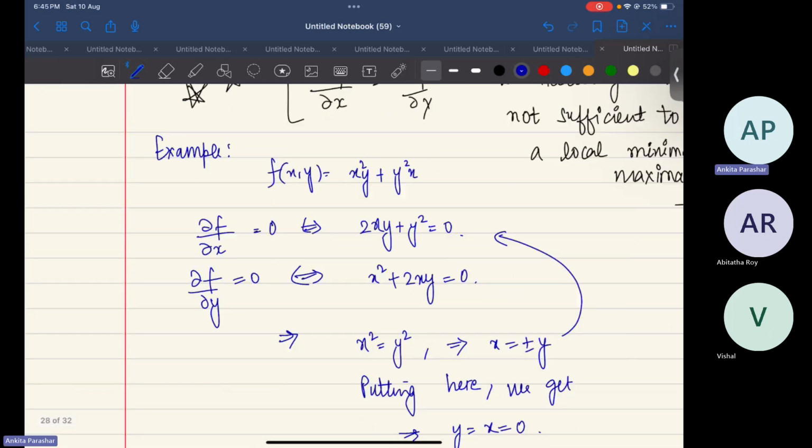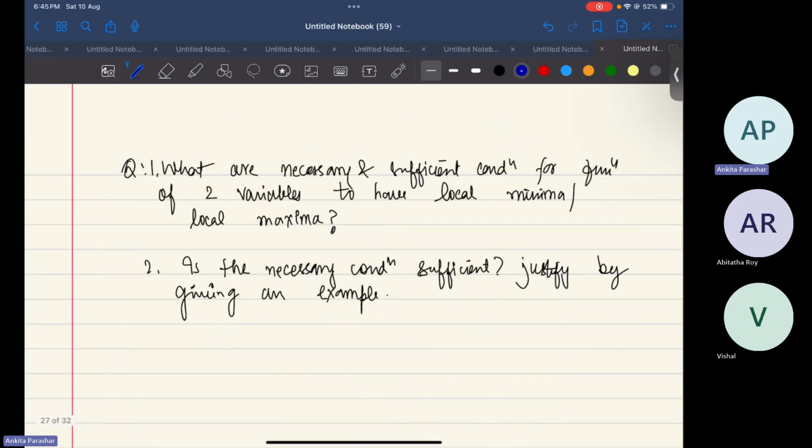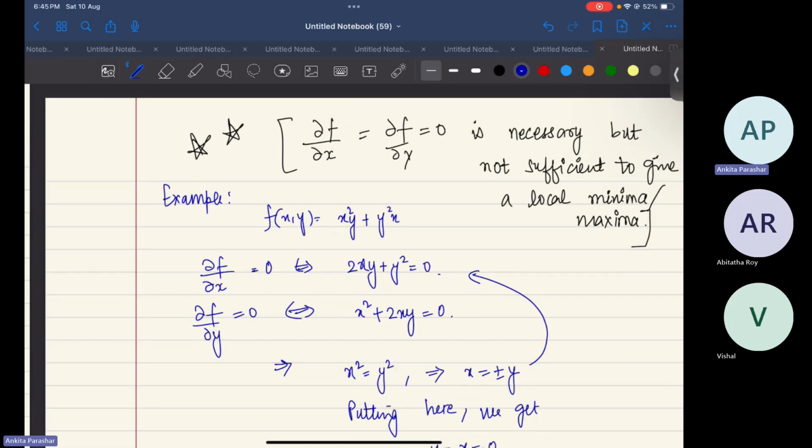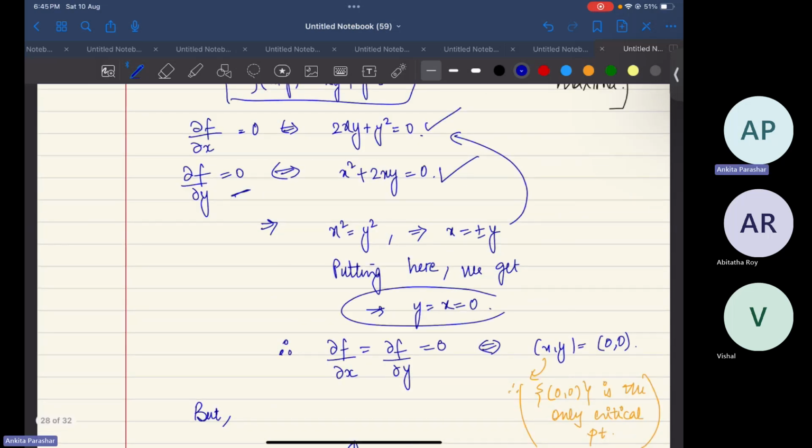Here is one example showing that this condition, the derivative being 0, is just a necessary condition but not sufficient to give a local minima or maxima. Look at this example. Take the partial derivative del f by del x, set it to 0, and find the critical point. You take this as 0, it becomes this. You take the partial derivative in y, this will give you this. Now equating both and solving, you will get x and y both are 0.